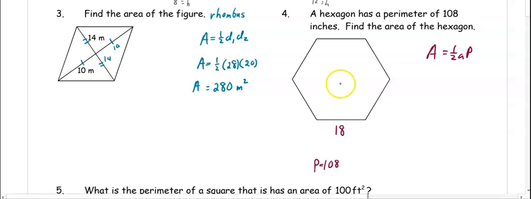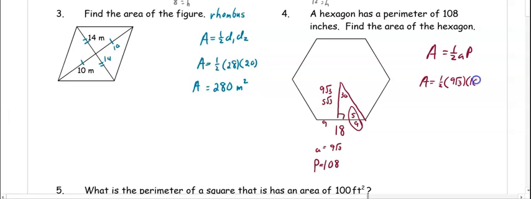So when we draw in our apothem and we create that 30, 60, 90 triangle, the side is divided into 9 and 9, so our S is 9. Which means our apothem, the S root 3 side, is 9 root 3. So our area is going to equal 1/2 9 root 3 times 108. So when we multiply, we get the area is 486 root 3 inches squared.